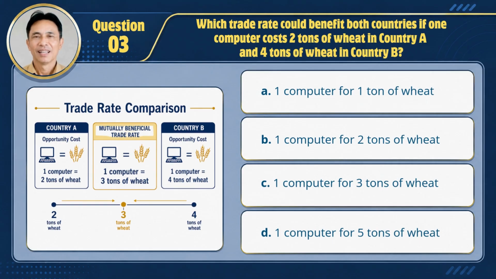Question number 3. Which trade rate could benefit both countries if one computer costs 2 tons of wheat in country A and 4 tons of wheat in country B? A. 1 computer for 1 ton of wheat. B. 1 computer for 2 tons of wheat. C. 1 computer for 3 tons of wheat. D. 1 computer for 5 tons of wheat.